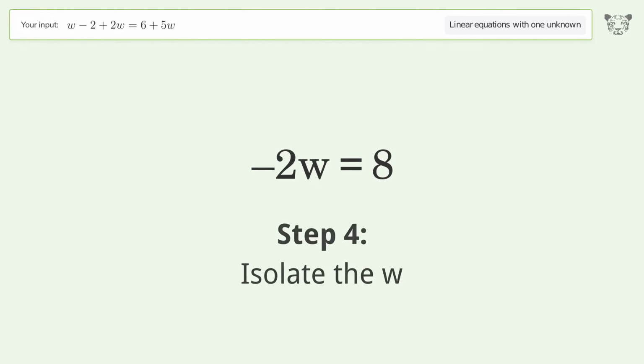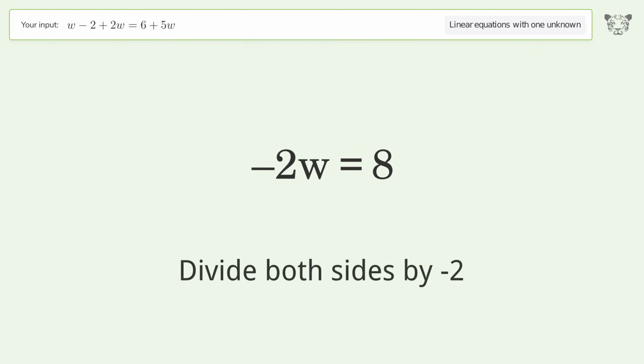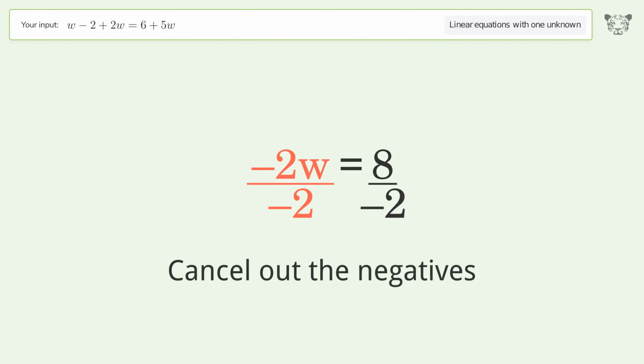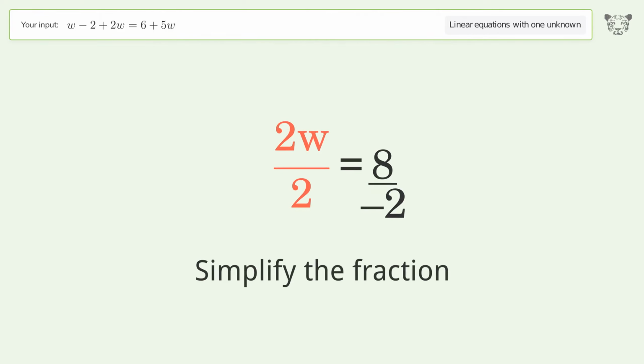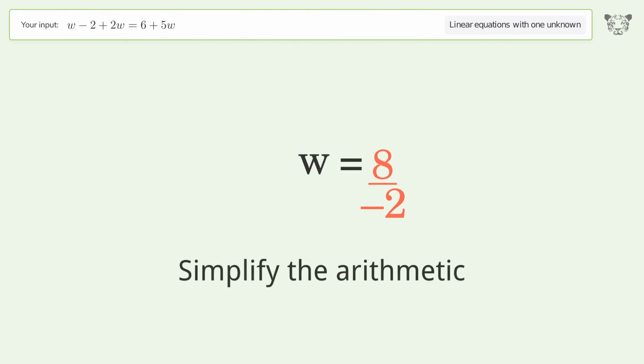Isolate the w. Divide both sides by -2. Cancel out the negatives. Simplify the fraction. Simplify the arithmetic.